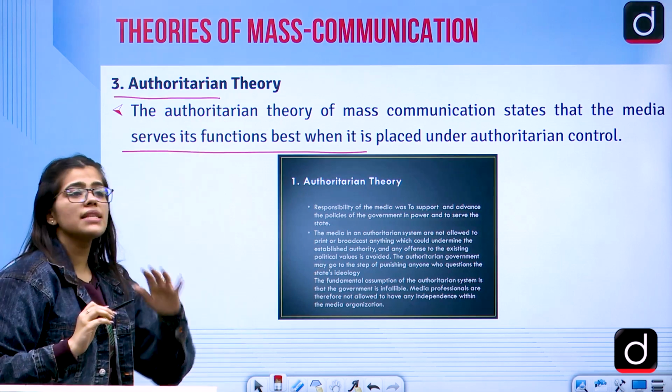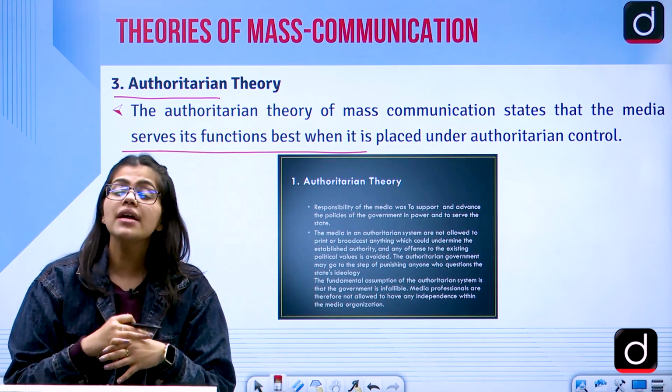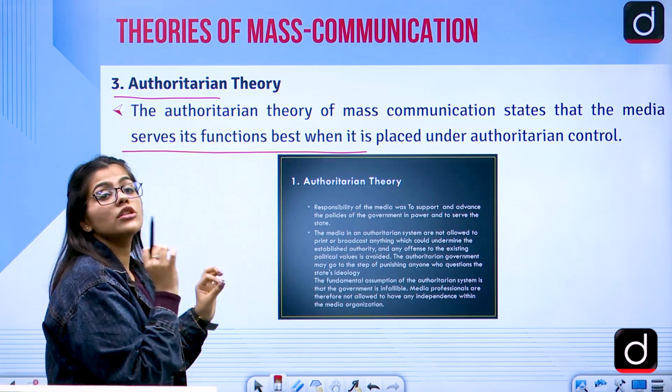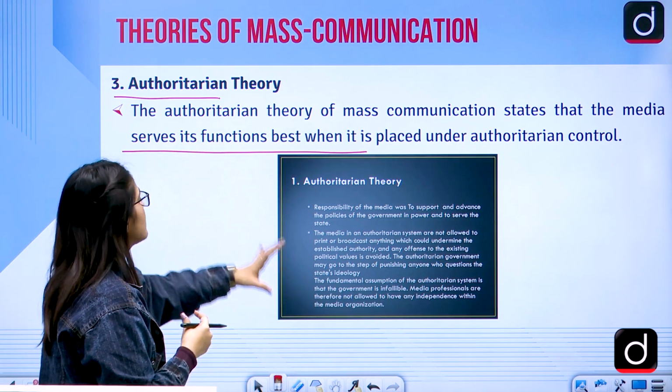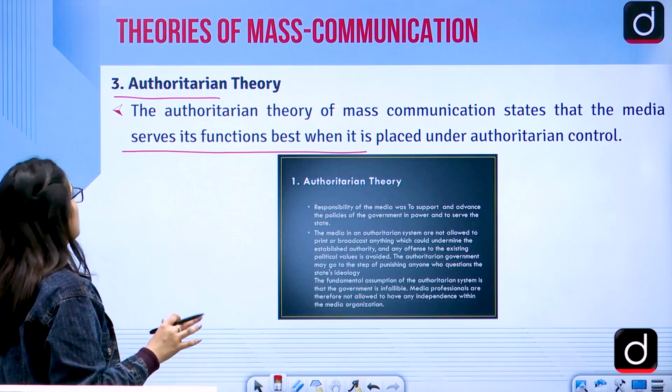So I am not saying that this is correct or this is wrong. This is just a theory that came into being, that it is the role of the media to talk about the authoritarian party, to say that all the things that are in power are correct, right? So they have to show you the correct picture.